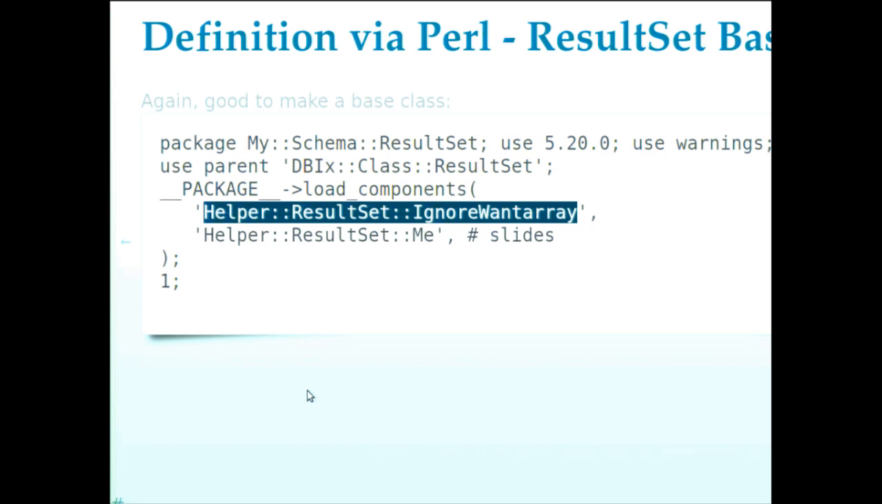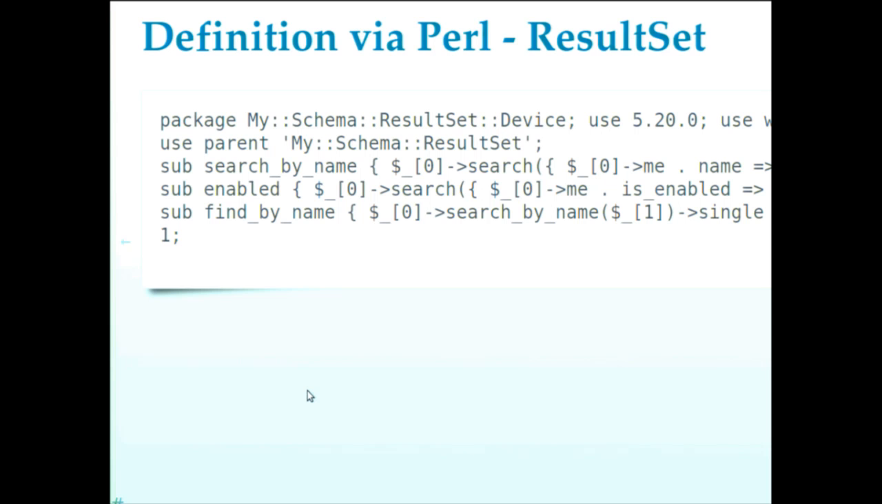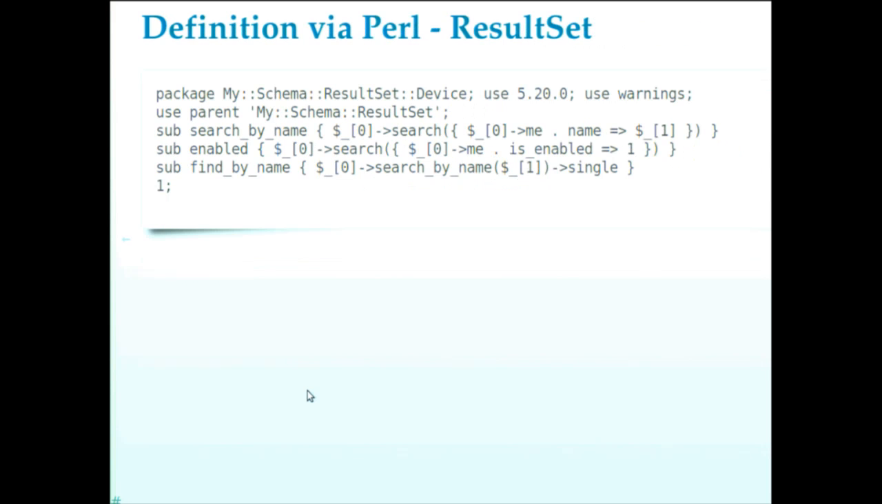And then ResultSet me, it's just a real short, cute thing and helps with slides to fit stuff on the slides. Oh, sorry that's so wide. So here is an example of a ResultSet class. Now, note that our package is my schema ResultSet device. That is automatically the result set of the device result.